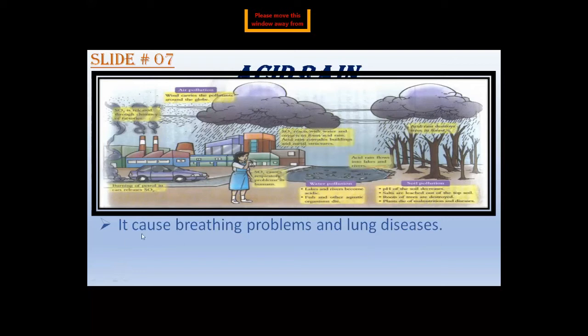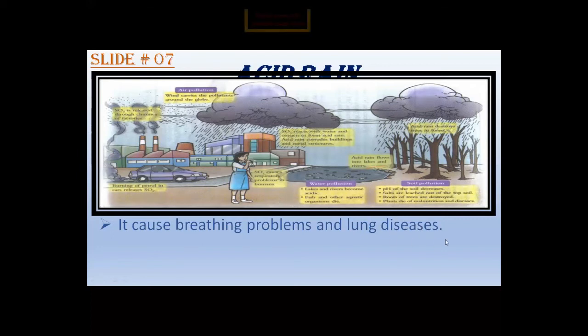The effect is it causes breathing problems. There's a problem in breathing, taking oxygen inside the body and releasing carbon dioxide out of the body. So it causes breathing problems and lung diseases. So what are lung diseases?